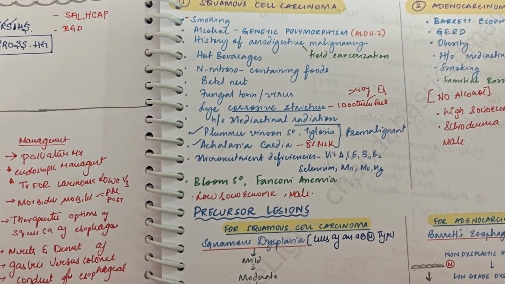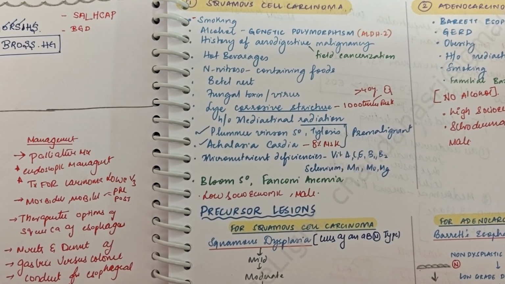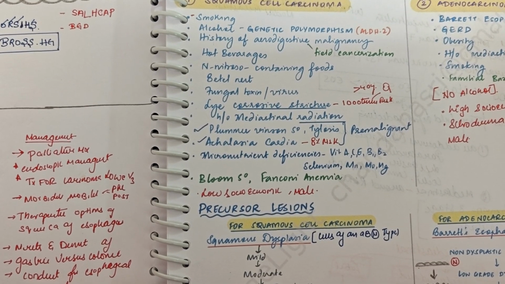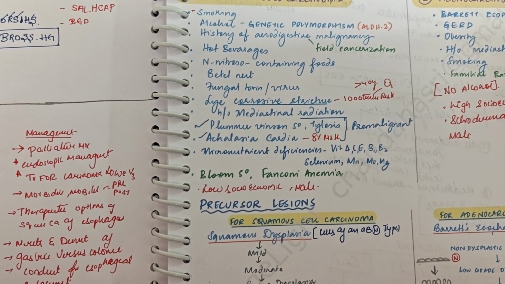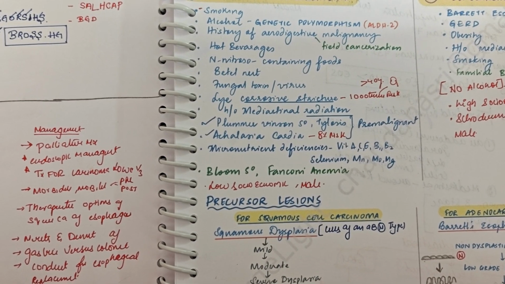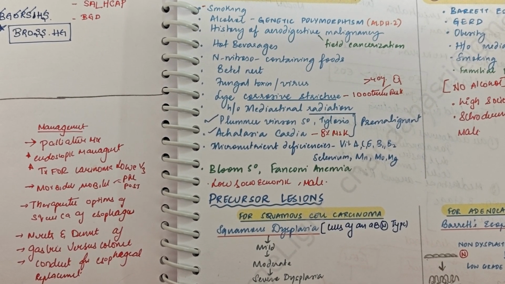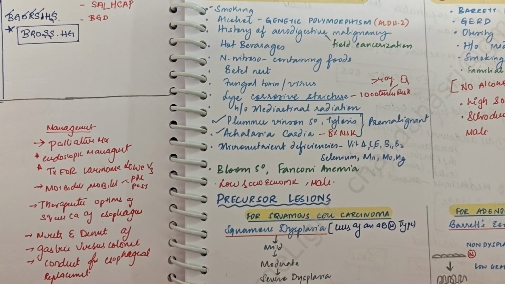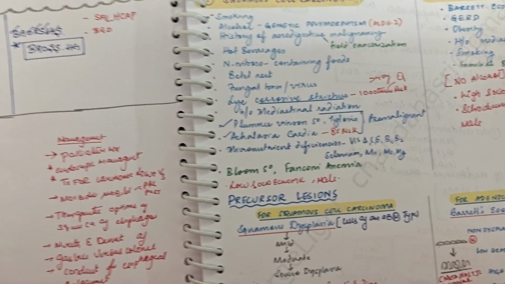Micronutrients deficiency like vitamin A, E, C, B1, B2, selenium, Mn, molybdenum, magnesium. Bloom's syndrome, Fanconi syndrome, low socioeconomic status, in the males. So how do you remember this?